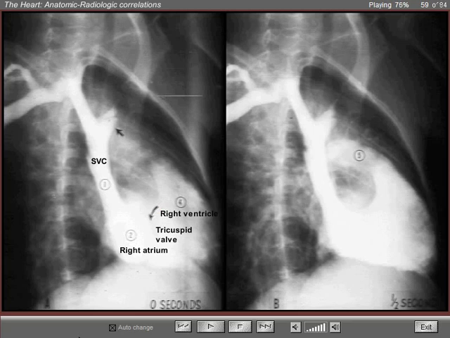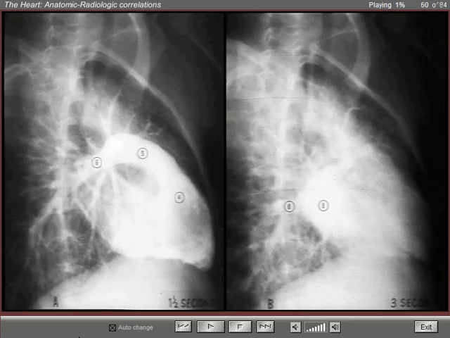The angiocardiograph to the right is a few seconds later, where we see better opacification of the right ventricle and the opacification of the pulmonary trunk, labeled as number 5. The dextroangiocardiograph to your left shows the opacification of the outflow tract of the right ventricle, indicated as number 4, the pulmonary trunk number 5, and the right pulmonary artery as number 6.